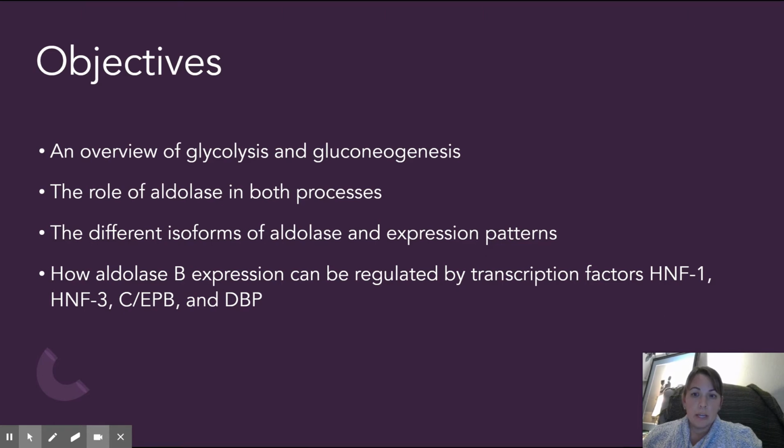And then we're going to end the discussion with how aldolase B, which is one of the isoforms or isozymes of aldolase, can be regulated by transcription factors. And we're going to talk about 4 different transcription factors: HNF1, HNF3, CEPB, and DBP. So remember these objectives as we move through today's lesson. Let's go ahead and get started.